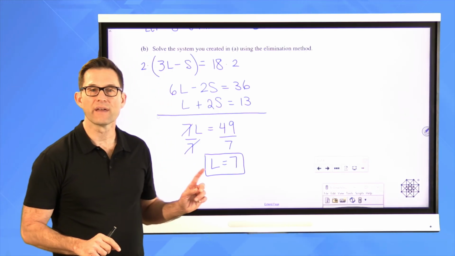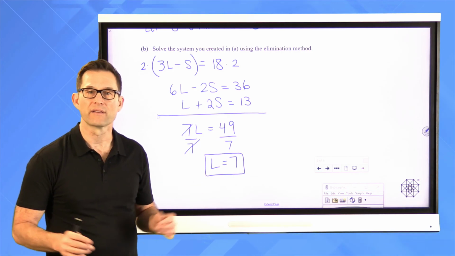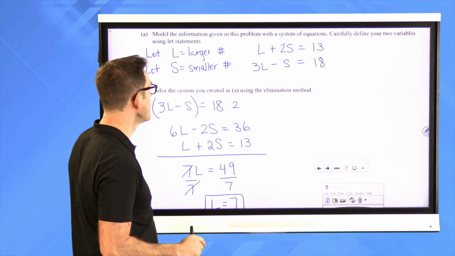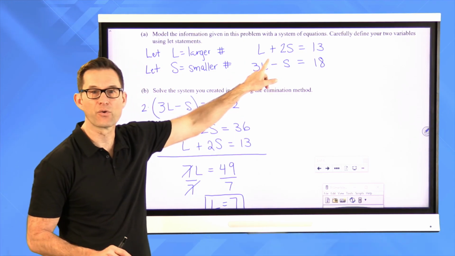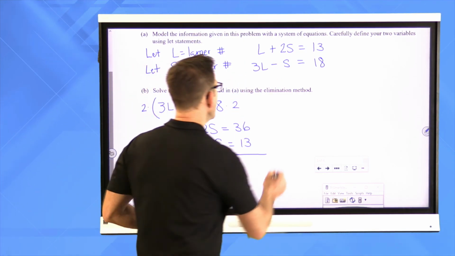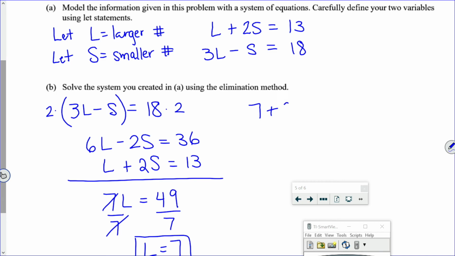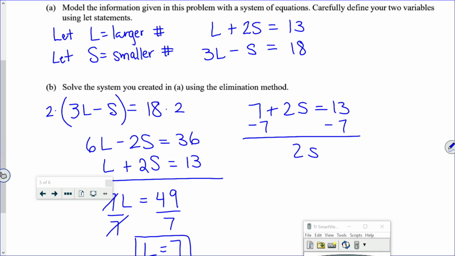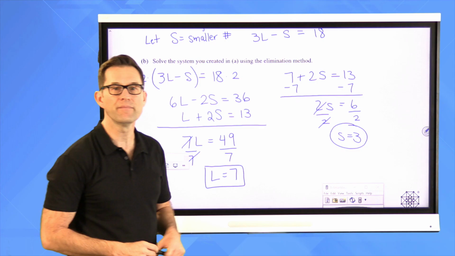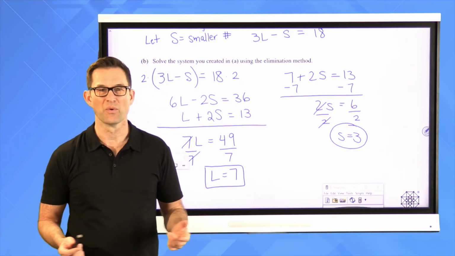Now what I'd like to do is take my larger number equal to 7 and figure out what my smaller number is. I think this time I will plug it into this first equation. Remember, L is equal to 7. So I'll have 7 plus 2s is equal to 13. I'm going to subtract a 7 from both sides. That's going to be 2s is equal to 6. Divide both sides by 2. And s is equal to 3. So I find my larger number is equal to 7, and my smaller number is equal to 3.